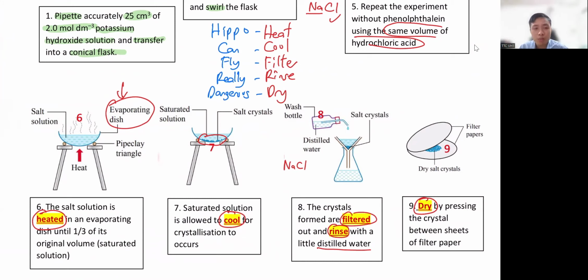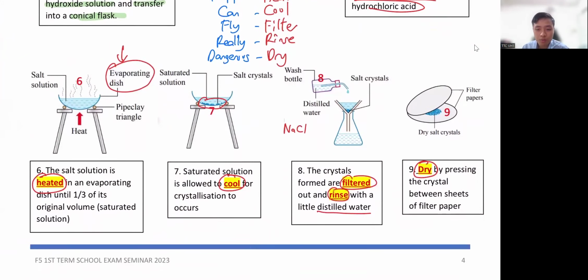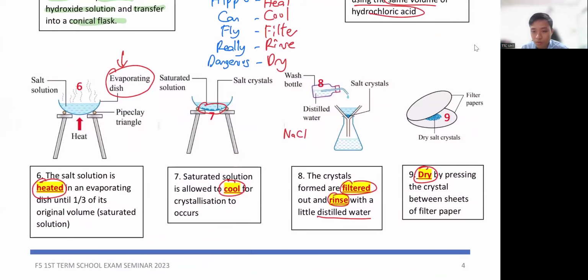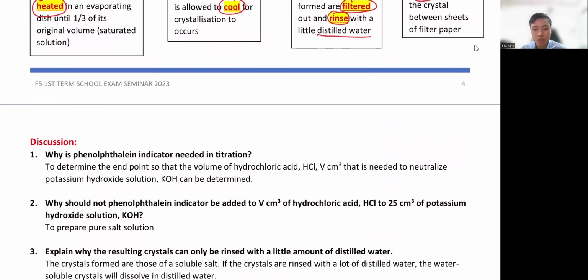Next time I will talk about the other method. So heat, cool, filter, rinse, dry. Okay, is that okay? Any problem? So this is how to get a pure soluble sodium, potassium or ammonium salt. These are the 5 steps. So this is a discussion as well.